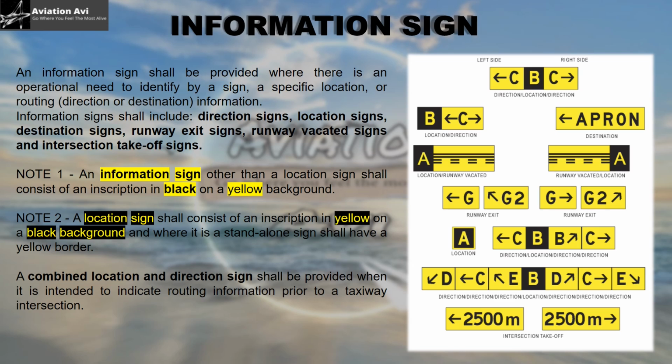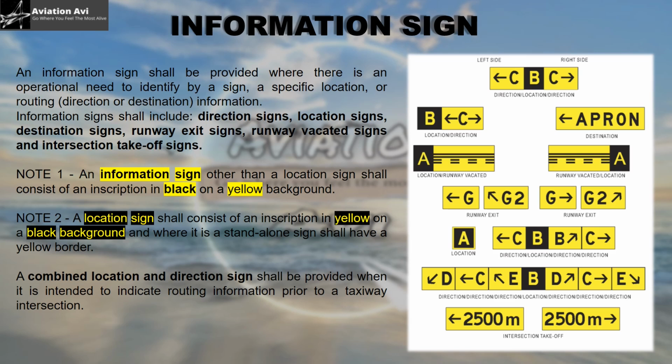Now, the information signs other than the location sign shall consist of inscription in black and have a yellow background. So as you can see here, this sign, that is a direction sign, has a yellow background with a black inscription. So it is an information sign. Location sign, on the other hand, has a black background with a yellow inscription, which tells you at what particular location on the aerodrome you are present.